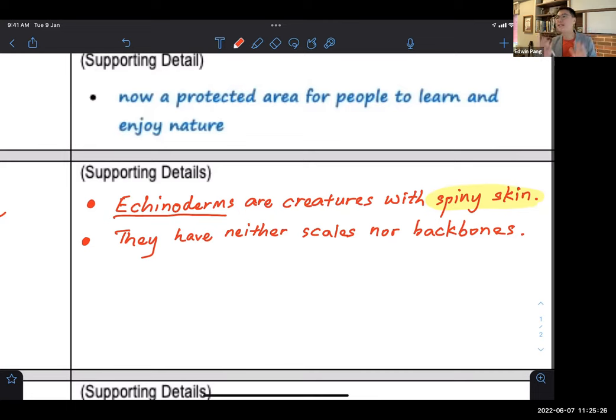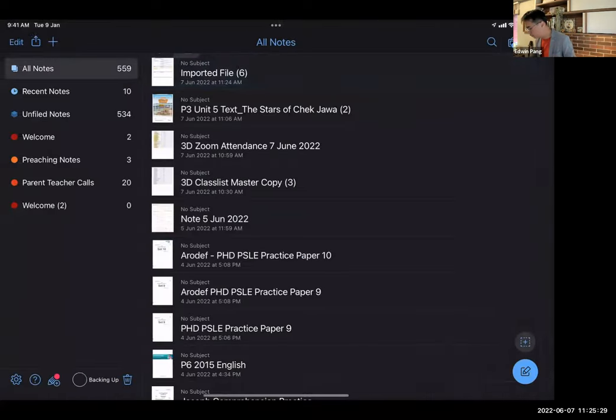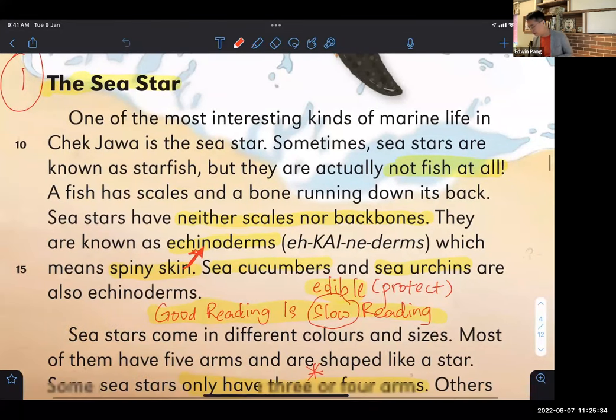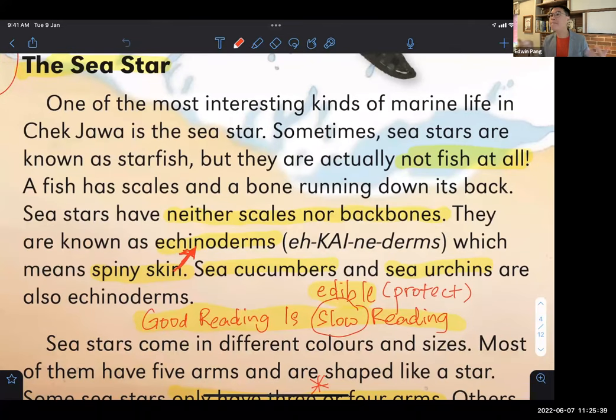Quick, let's finish this. Okay, one last information detail and then we can move on to the next main idea. Now, can you see over here in this paragraph that there are some examples given of other types of echinoderms besides sea stars? Can you spot what other types of echinoderms there are? Javier, go. Sea cucumbers and sea urchins. Yes, okay. Y'all know what sea urchin and sea cucumber are, right? Some of you have eaten some of them before, right? They are both edible.